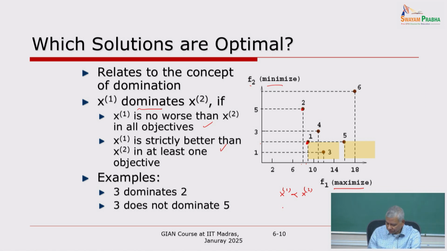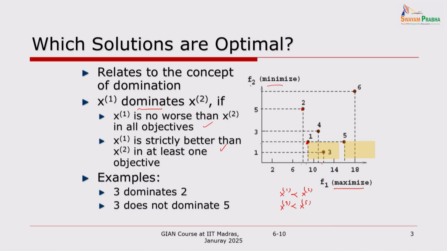Let's try another one. How about 3 and 5? Does 3 dominate 5? Let's look at that. 3 has a smaller value than 5 in f1. That's enough to say that 3 cannot dominate 5, because this violates the condition that 3 has to be no worse than 5, but we see that 3 is worse than 5 in f1. So 3 cannot dominate 5. You can stop checking anything further.